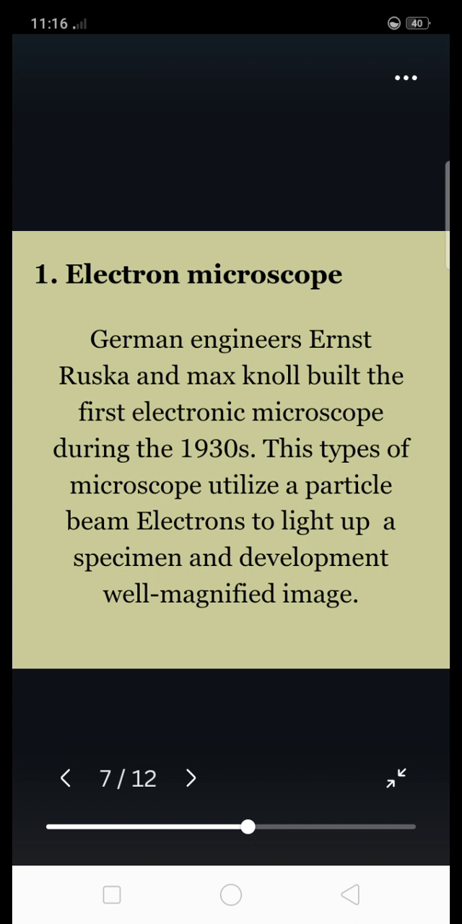Electron microscopes produce higher and better resolution than older light microscopes because they can magnify objects up to 1,000,000 times, while a conventional light microscope can magnify objects up to 1,500 times only. Scanning electron microscope or SEM and transmission electron microscope or TEM are the two general types of electron microscope. Take note of that.